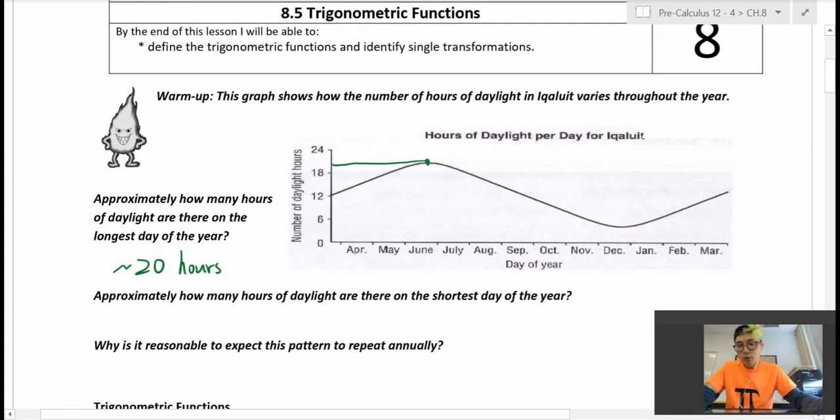We are just going to do some approximations. We are not actually going to be exact. That's okay, that's not the purpose of this activity. Approximately how many hours of daylight are there on the shortest day of the year? That will be here. This looks like approximately maybe 4 hours.